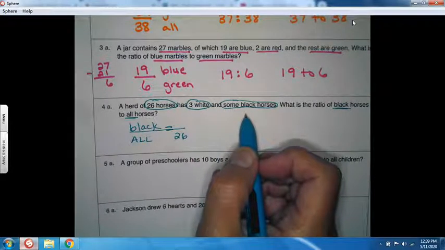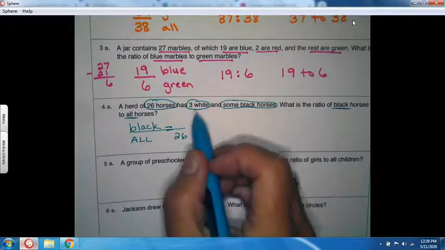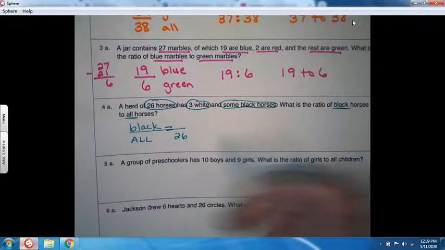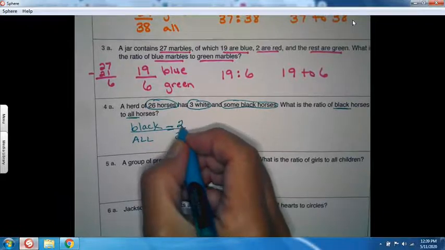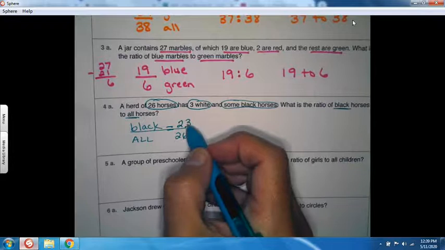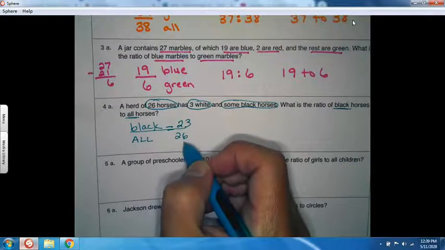This one's much easier than the marbles one. Okay, so we know there's 3 white. So how many black horses would be left over? If we subtract 3 from 26, we get 23. So there are 23 black horses to 26 total horses.